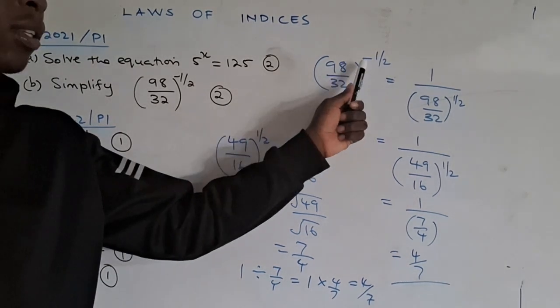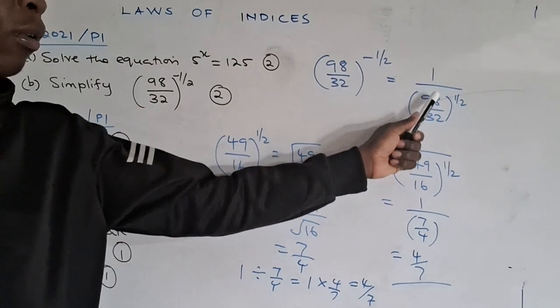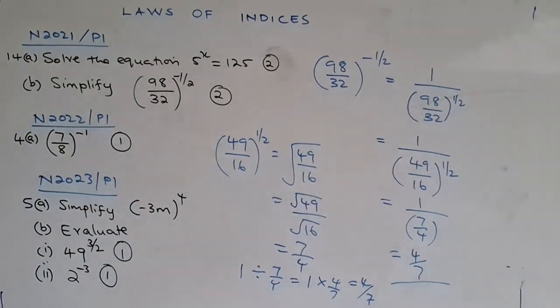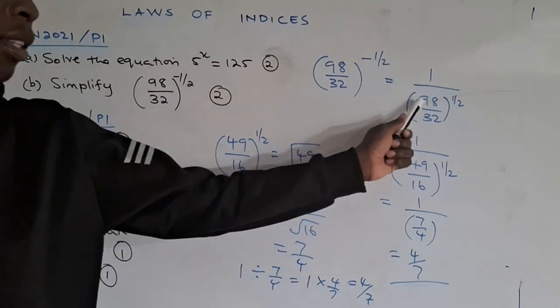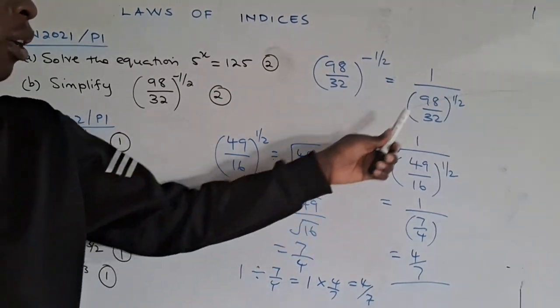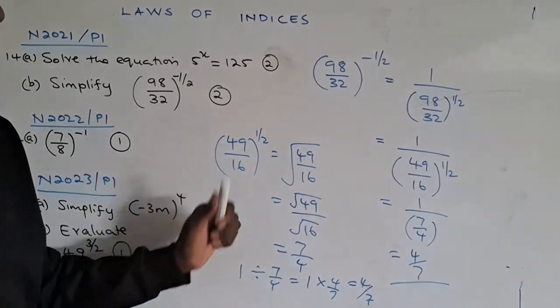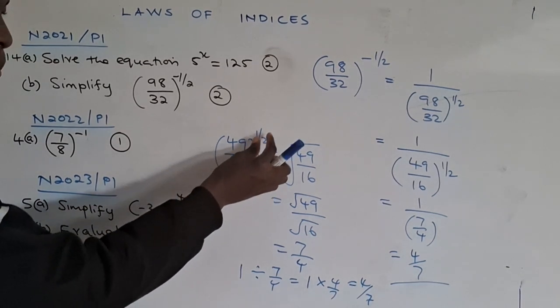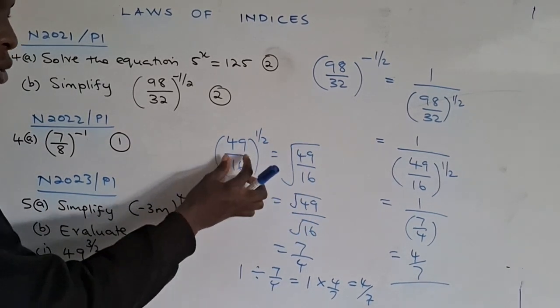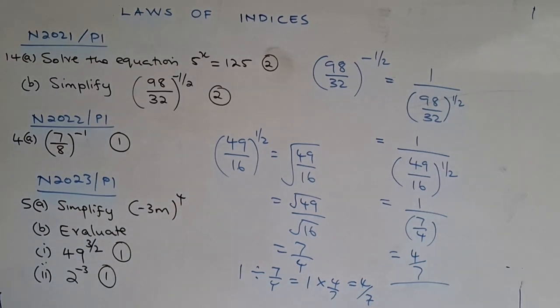A number is raised to a negative power. The result is 1 over the number raised to a positive power. You can divide this by 2 and this by 2. If you divide this by 2, the answer is 49. If you divide this number by 2, the answer is 16. What is the meaning of this? This to the power half simply means the square root of 49 divided by 16.